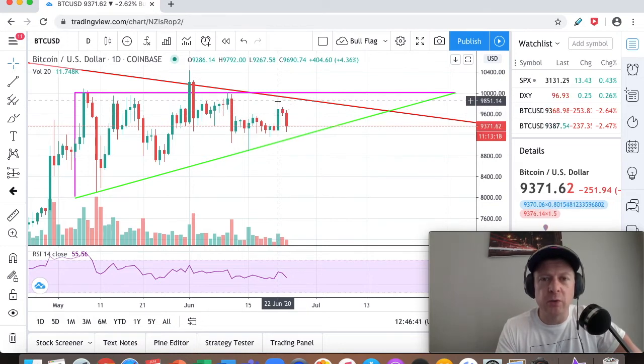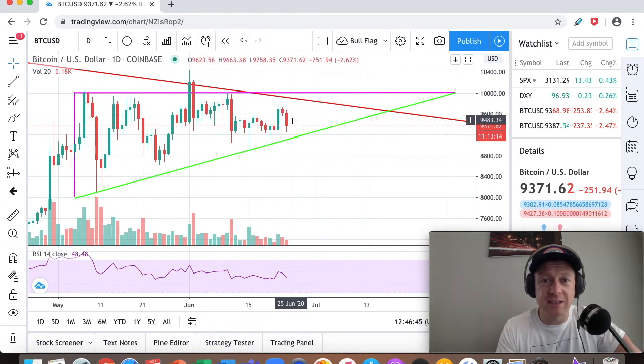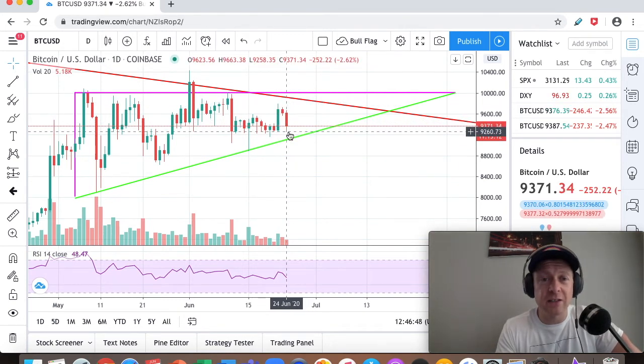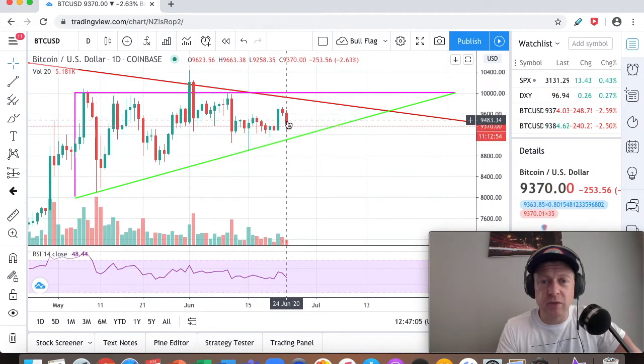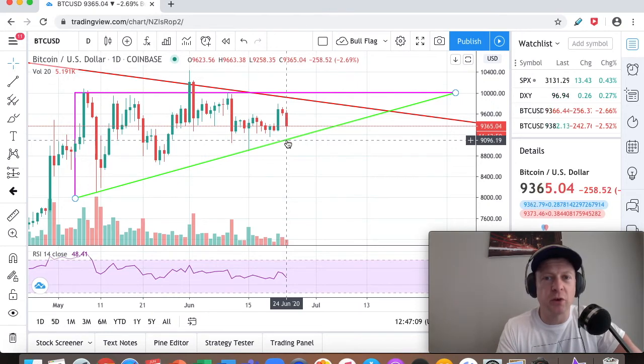We had a pump up to 9,822, but since it has fallen back down again. So volatility still remains low. We're still trading in that 9,000 to 10,000 range, in around 9,500, and we're still inside this ascending triangle pattern. So basically this is okay unless it drops down below $9,100.